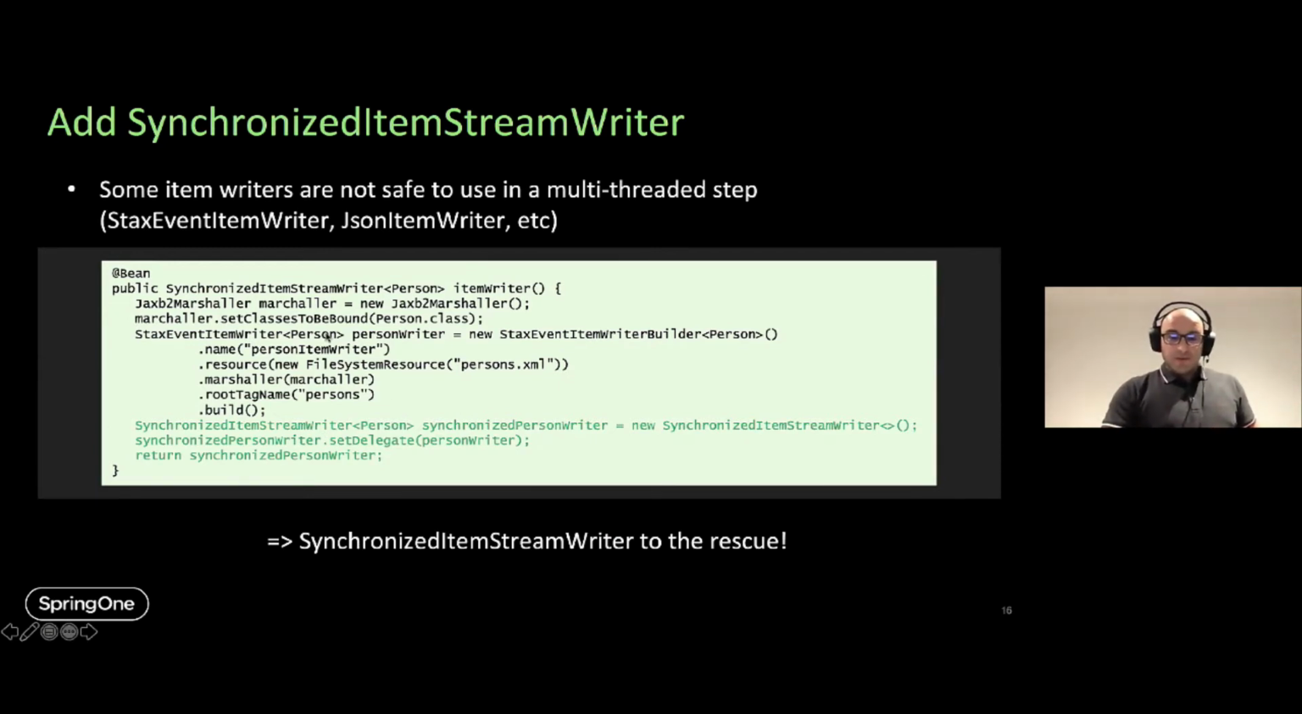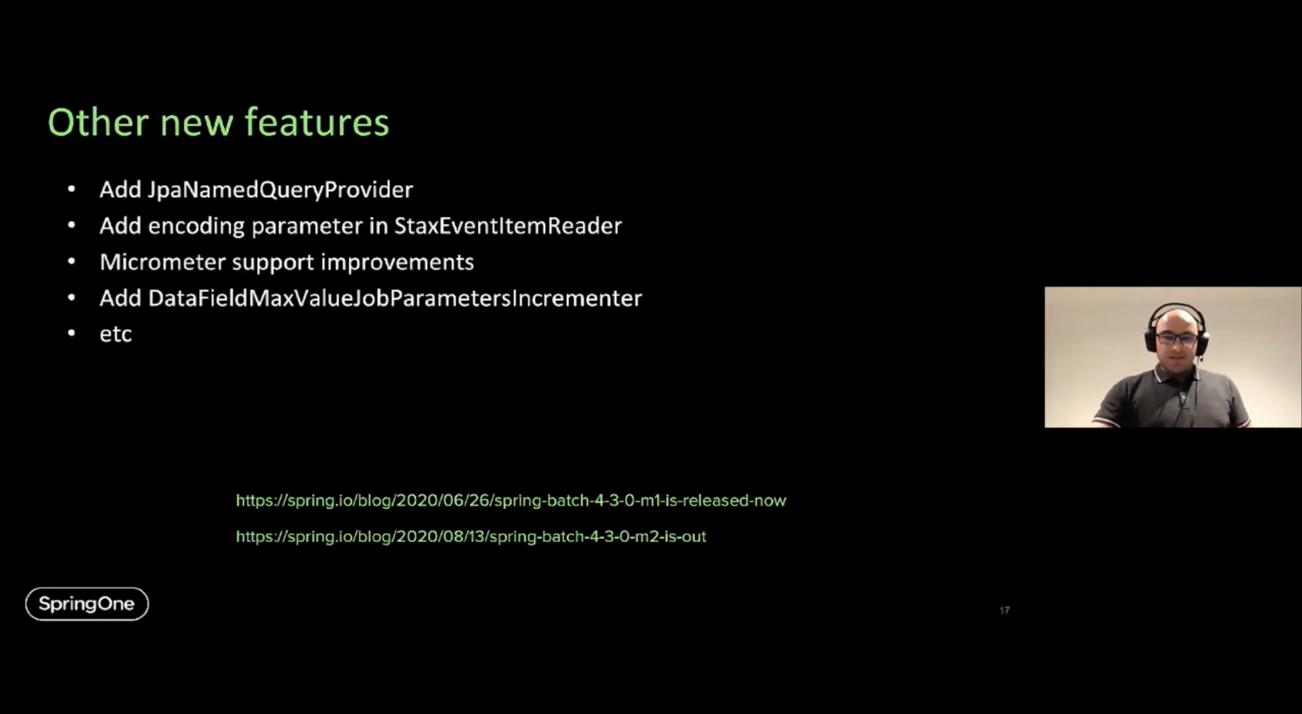And now it's possible to wrap the original bean, the original writer, the non-thread safe one, in this synchronized one, and everything should work as expected. So instead of the user having to create a class or an extension, it's now part of the standard library, and we can use it to synchronize writers. And with that, I finished my quick tour of the major highlights in this version.